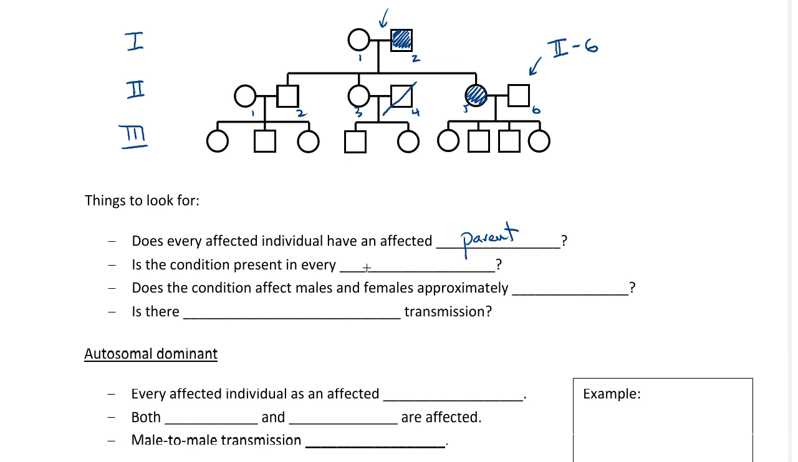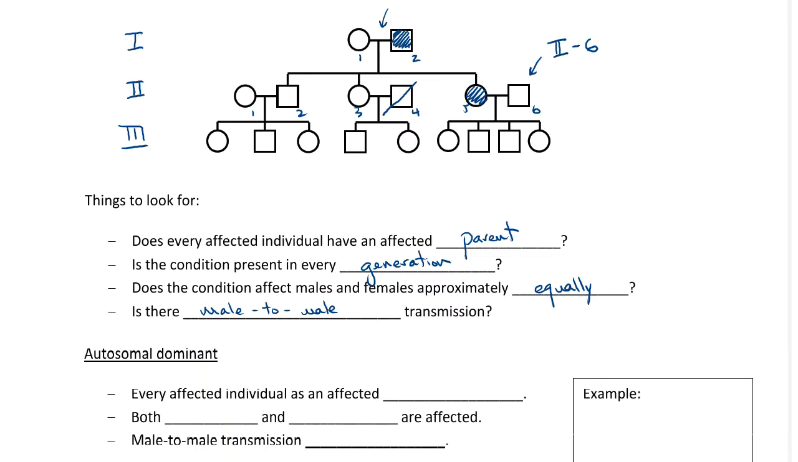Is the condition present in every generation, or does it skip generations? Does the condition affect males and females approximately equally, or do we see, for example, more males affected? And is there male-to-male transmission? In other words, can a father give the condition to his son? Looking at these together will help us figure out which of the 3 it is.